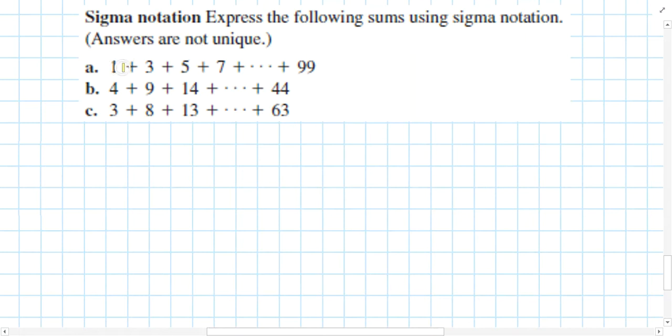So pause the video and think about what sort of pattern would be necessary to add these numbers together, 1, 3, 5, 7, basically all of the odds. What would that pattern look like, and how could you report that in sigma notation? Take a moment now to try this and resume playback in a moment to check your work.